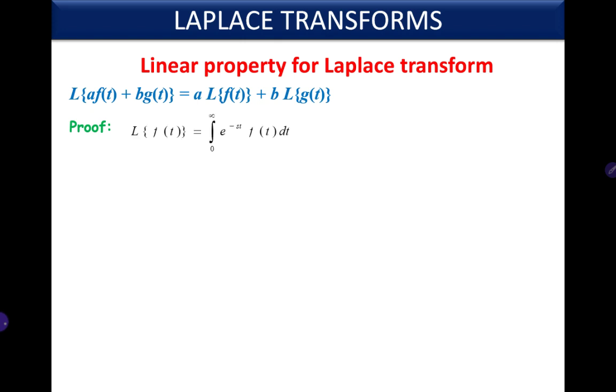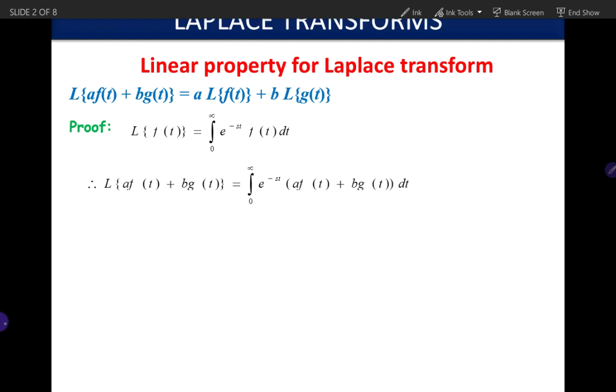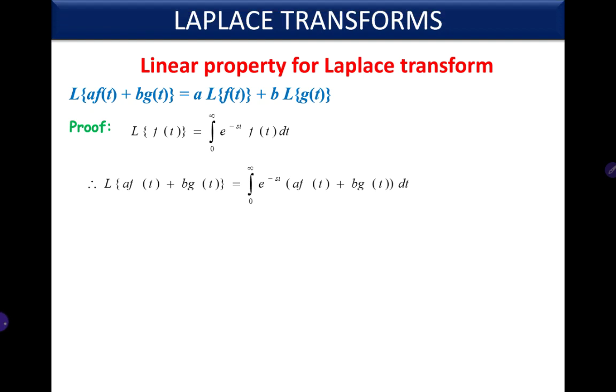We know that Laplace transform of f of t is integral 0 to infinity e power minus st into f of t dt. Now in place of f of t, let us take a times f of t plus b times g of t. So that Laplace transform of a times f of t plus b times g of t is integral 0 to infinity e power minus st into a times f of t plus b times g of t.